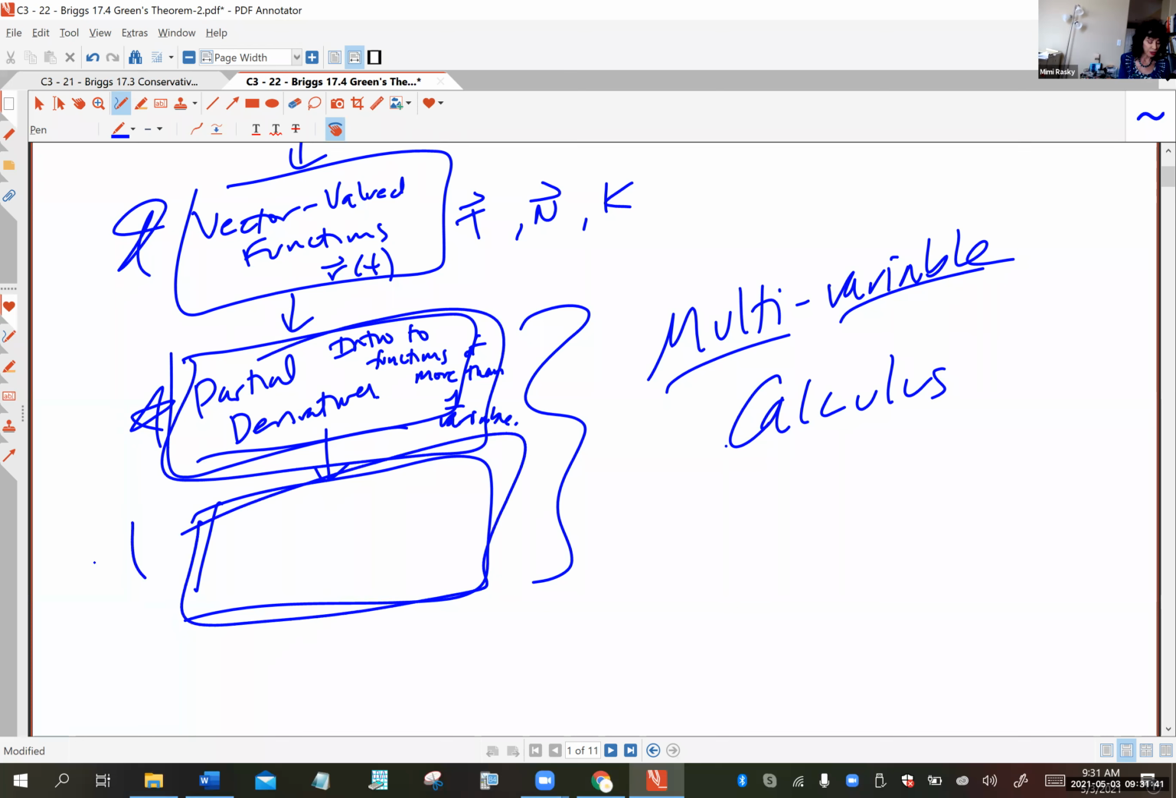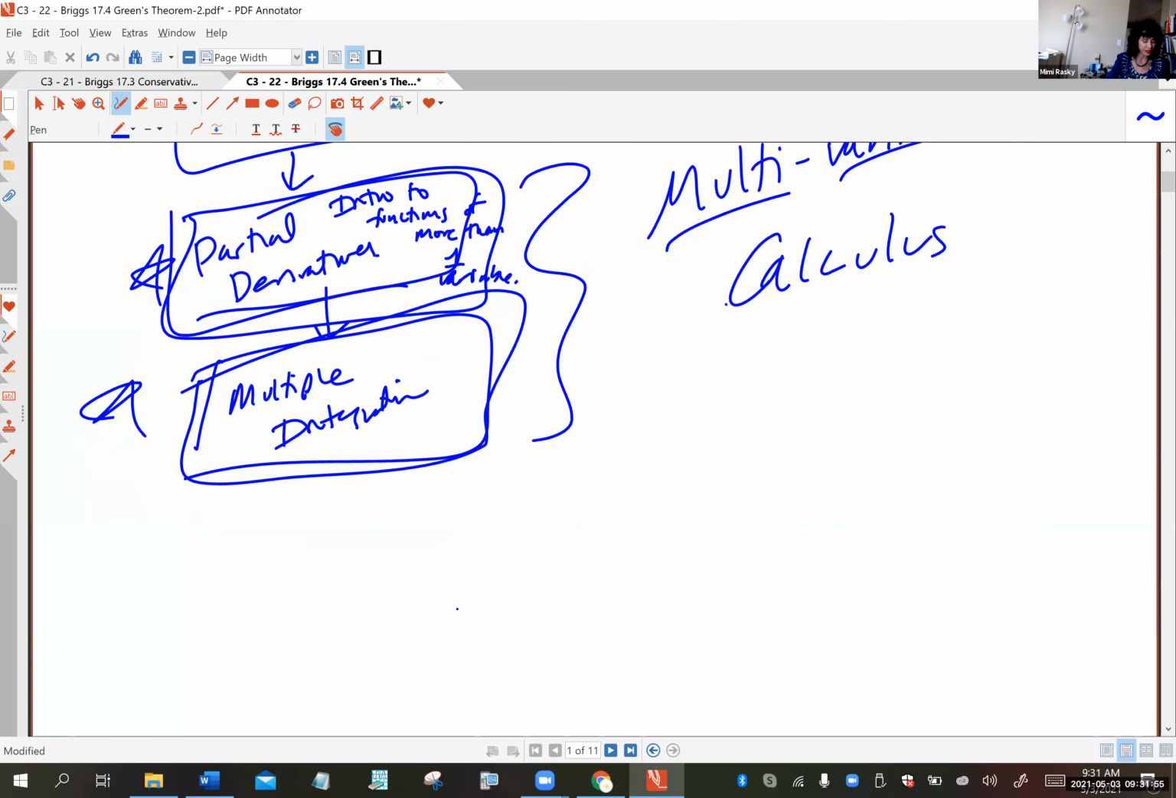The third module was multiple integration. So you're still doing multivariable calculus, but here's where you do double and triple integrals and all the relevant stuff to how do you evaluate and set up double and triple integrals. Okay, that was exam 3.